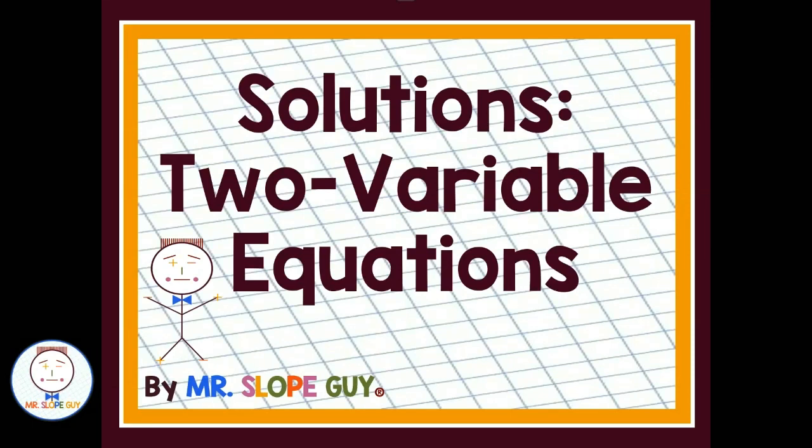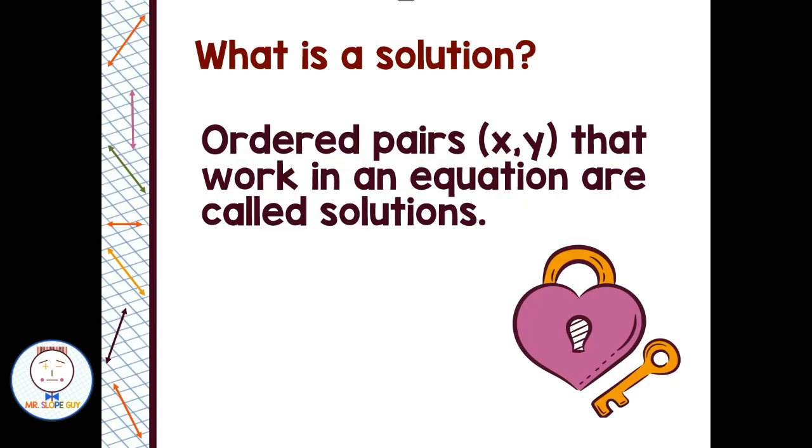Solutions to variable equations. Quite often in graphing, we have an ordered pair and we want to know, is that a solution for a linear equation? And we're going to look at what a solution is. So a solution is an ordered pair, which is an x and a y value. Remember, an ordered pair is written with parentheses and a comma where we have the x first, then the y.